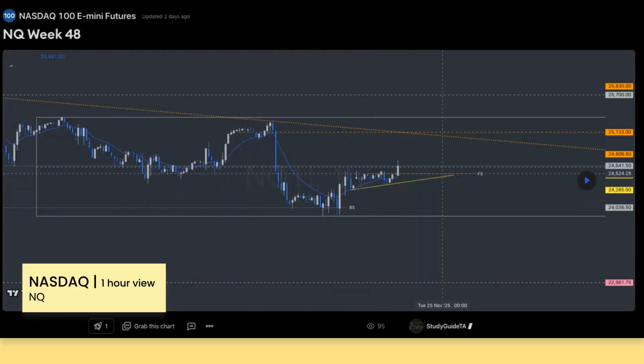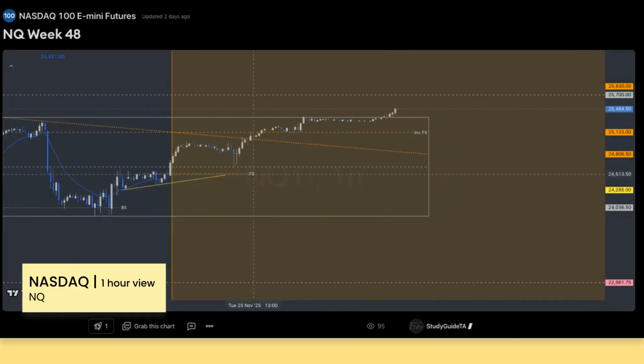The orange line is a 4 hour support level. And then up here we have a 4 hour resistance level and a distribution trend as well as 4 hour. So you see the price broke over the previous week's median and then came back down to retest it.